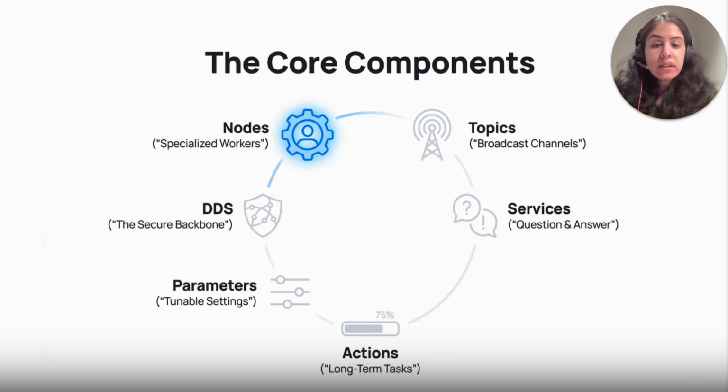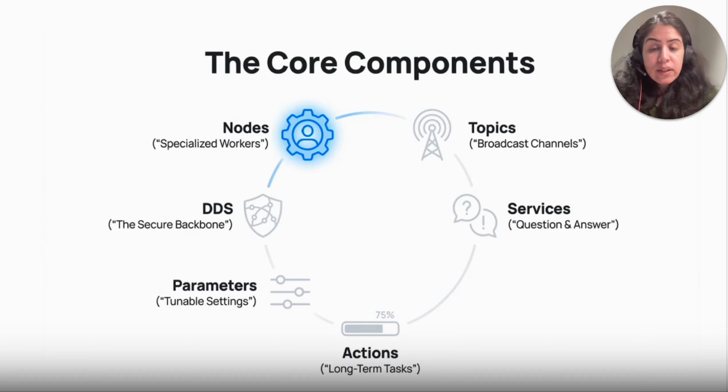For example, in a delivery robot, one node reads the data from the camera, another node processes those images to detect obstacles, a third node controls the motors, and there could be another node that is planning the route. So why split things up this way, right? Because this just makes debugging easier. It allows teams to work in parallel and lets you reuse components across different robot projects.